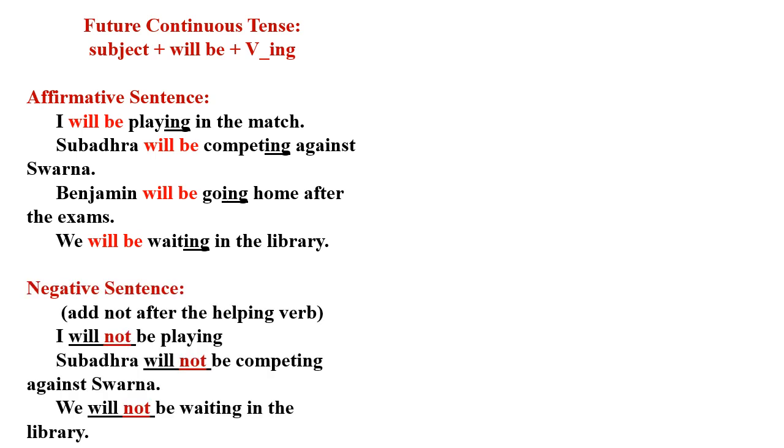Now, to form a negative sentence, simply add not after the helping verb will. I will not be playing. Subhatra will not be competing against Swarna. We will not be waiting in the library. Easy, right?